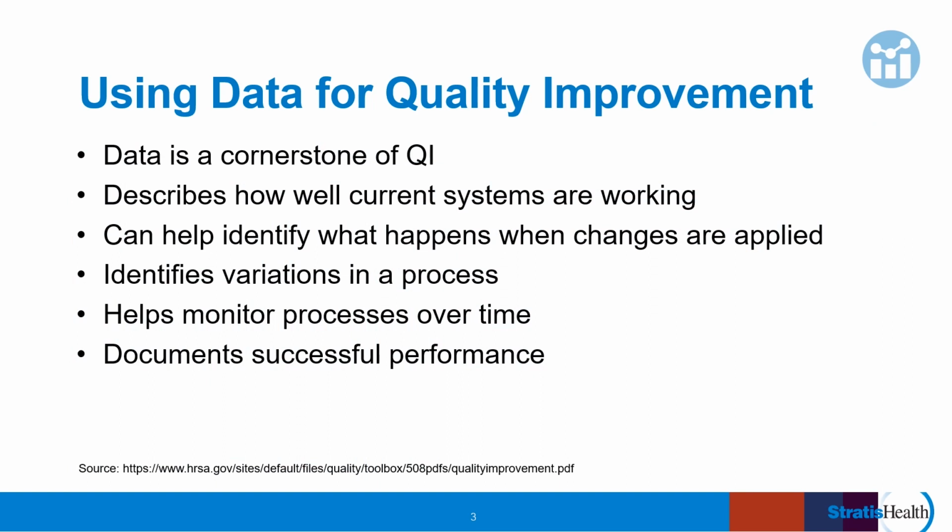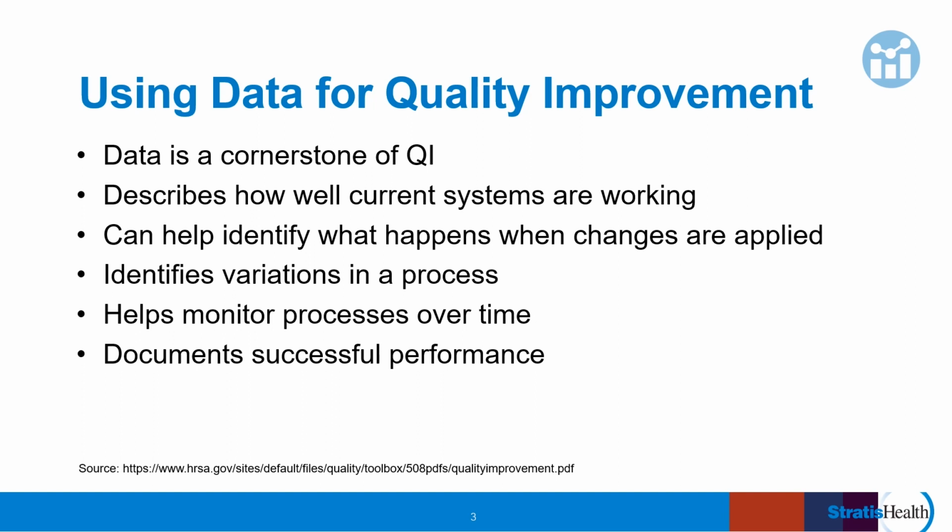Data is a cornerstone of quality improvement that enables organizations to describe how well current systems work. Data helps quantify what happens when changes or modifications are made to a process and enables us to identify variations occurring in the process. In this way, data sheds light on hunches or guesswork, clarifying what is thought to be happening from what is really happening.